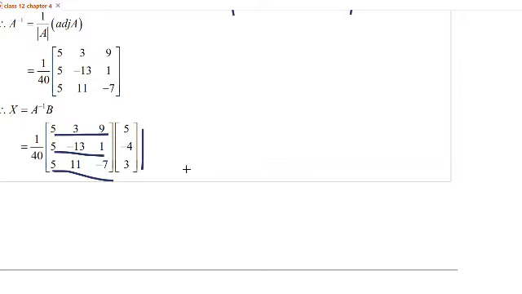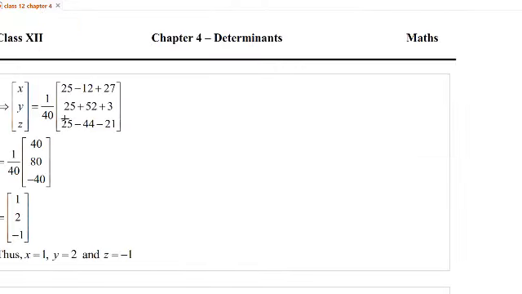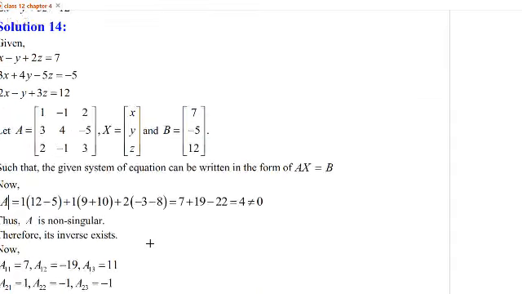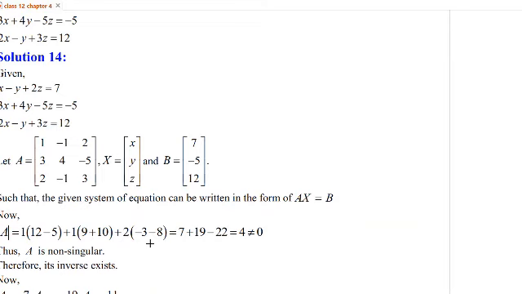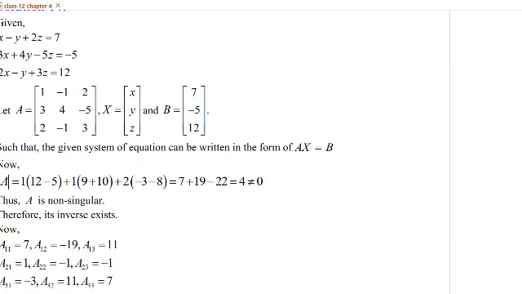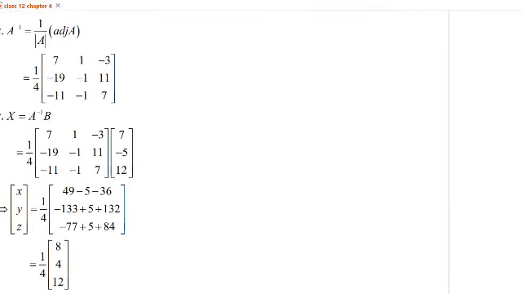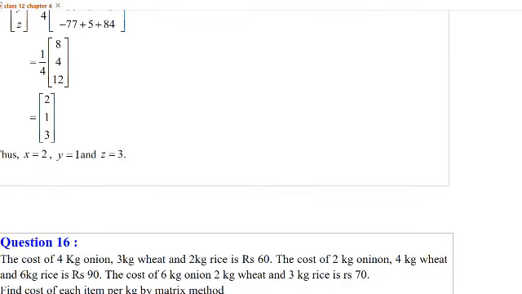25 minus 44 minus 21. Okay, and solving these terms, I'll get 40, 80 minus 40, dividing by 40, I'll get my final answer. So this 14th question is there. I'll not solve it, do it by yourself. Solution is here only. If you don't get the correct answer, come here again and watch this by pausing the video. Right. So let us not waste our time.